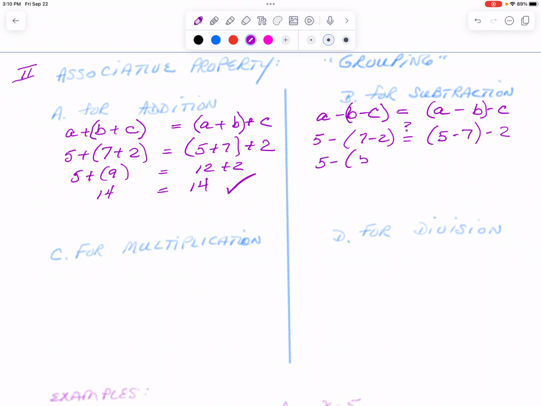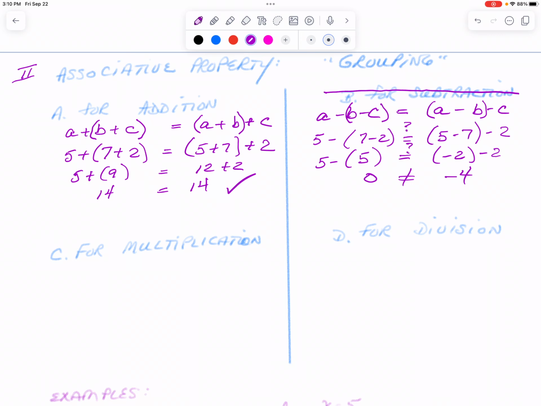All right, so in here we have 5, and 5 minus 5 is 0. Over here we have a negative 2, and negative 2 minus 2 is negative 4. So, no, the associative property does not work for subtraction.